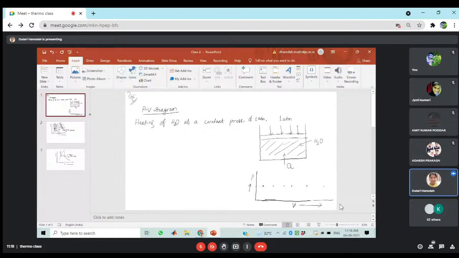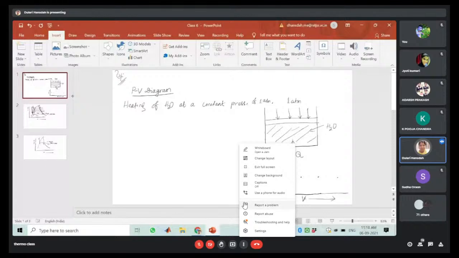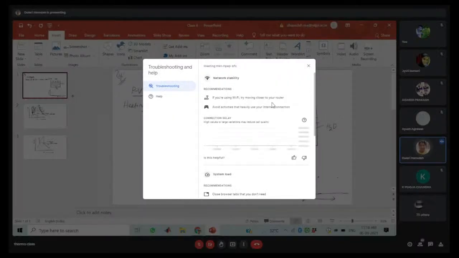So in this case, we will consider the three states of the pure substance, that is solid state, liquid state, and vapor state. We will see what phase change process occurs in this pure substance, plot it in the PV plot, and discuss the different properties as per the change of phase.